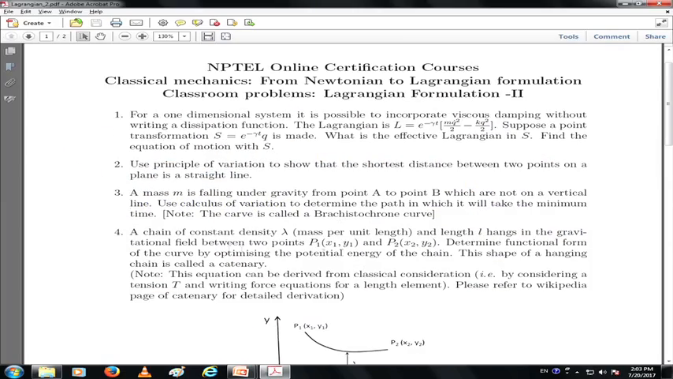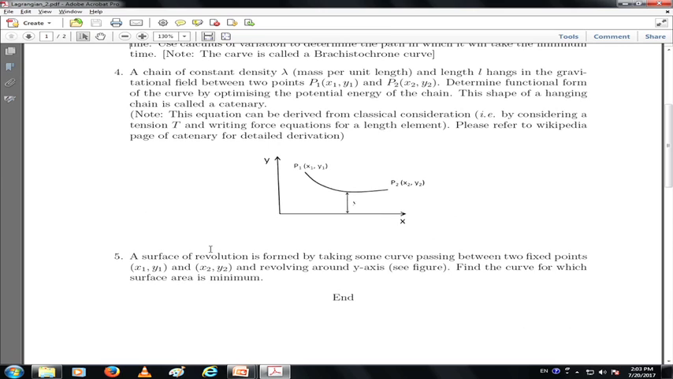Problem number 4 is another very classical problem, I would say. It is the problem of a catenary. Okay. So, we have a chain with a constant density, some density lambda, or you can take it sigma also, because lambda will be used for something else. It is my mistake, I should have used sigma instead. Let us say the length is L and it is hanging in a gravitational field.